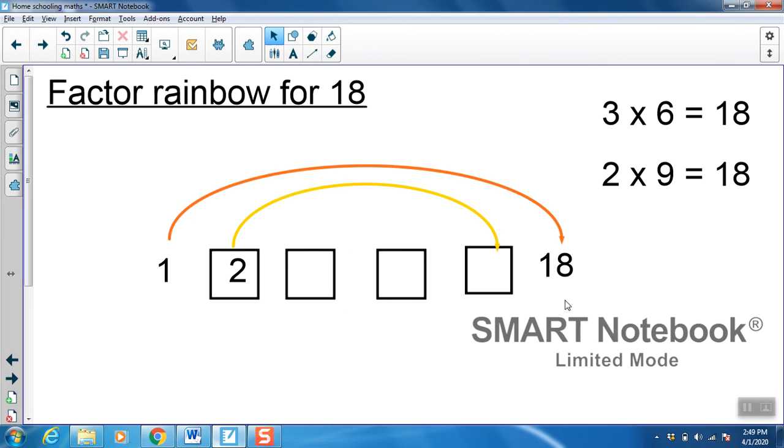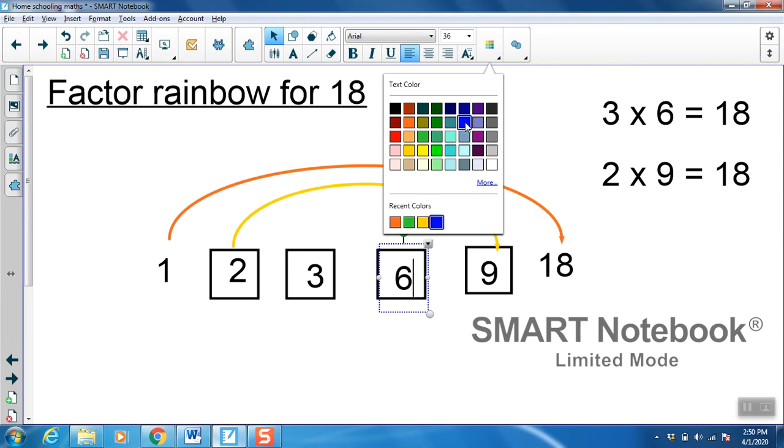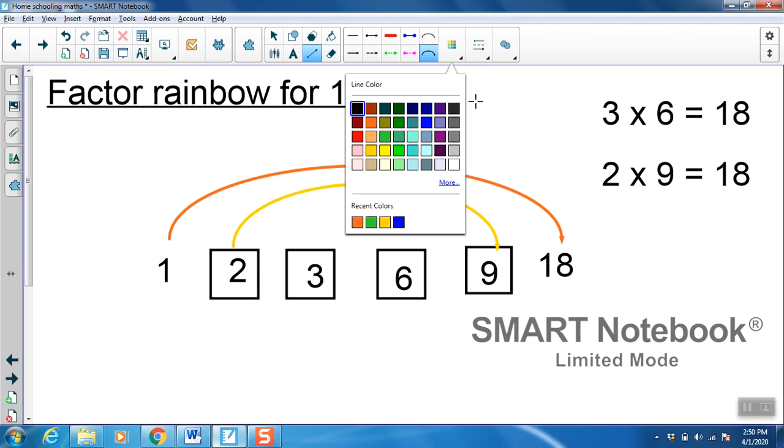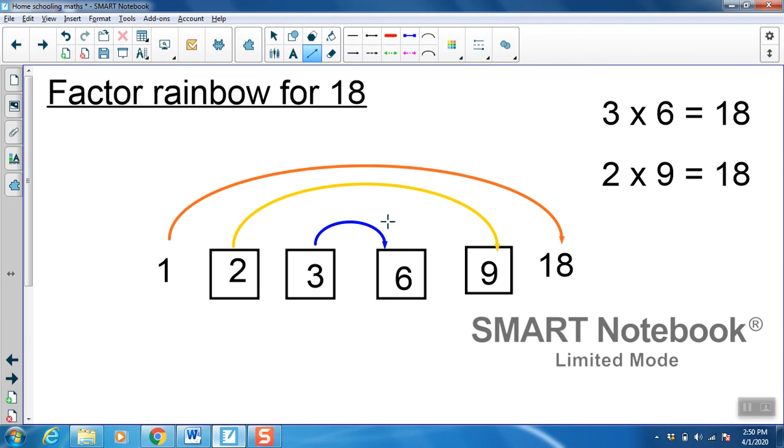And I'm pretty sure you can guess what I'm going to put in there. I hope you guessed it, it's 9. And then the last one is going to be obviously a 3 and a 6. Good. Alright, and I'll put my little blue line going here. Nope, no, I won't. I'll get the line first. Then I'll get my blue line and I'll finish off this factor rainbow. Lovely. It's a nice easy way to find factors.